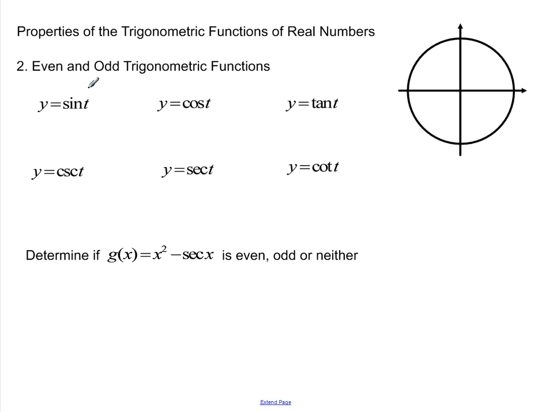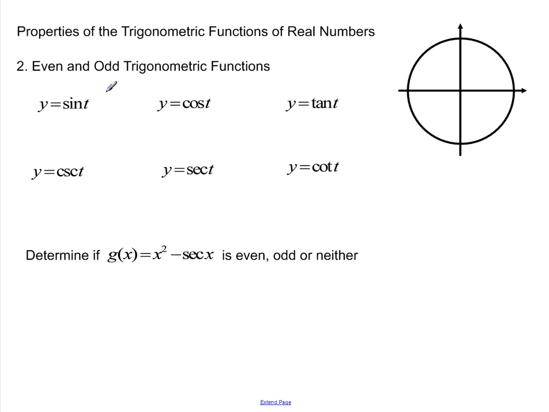Okay, so let's continue to talk about our properties of these functions of real numbers. This time, another important aspect is the idea of having functions being even or odd. If we have functions like y equals sine of t or y equals cosine of t, we might be interested in determining whether or not that function is even or odd.